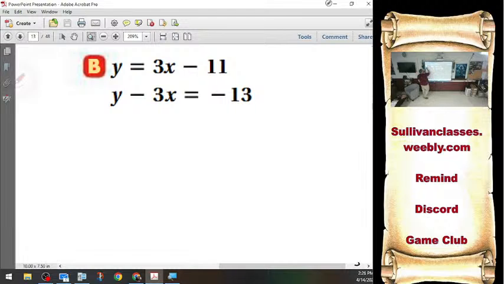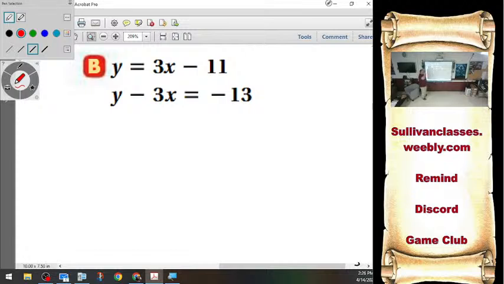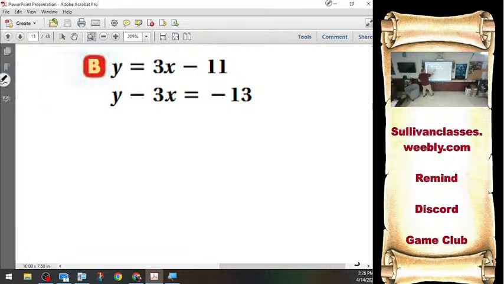That's something you'll see in geometry. There's the substitution property and the transitive property, where if I were to rearrange this and say y is 3x minus 13, y is 3x minus 11, set them equal to each other. Okay, you'll see that again in geometry.